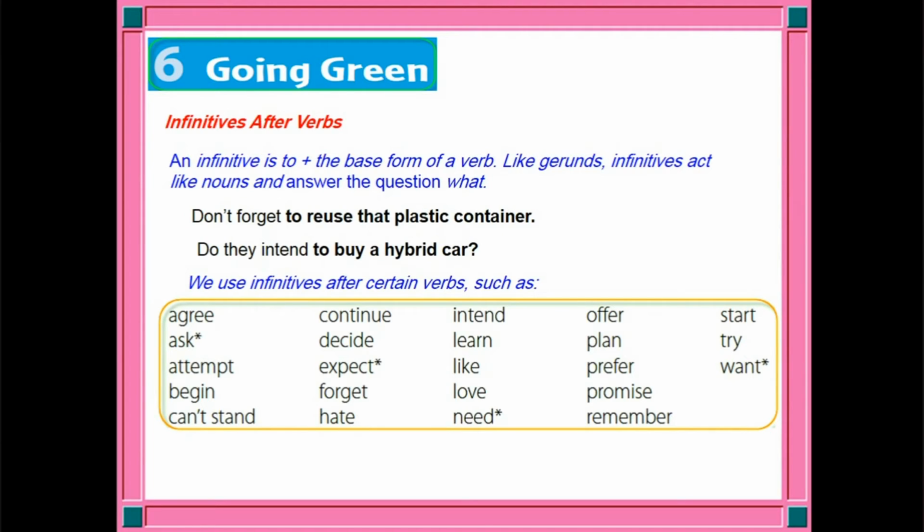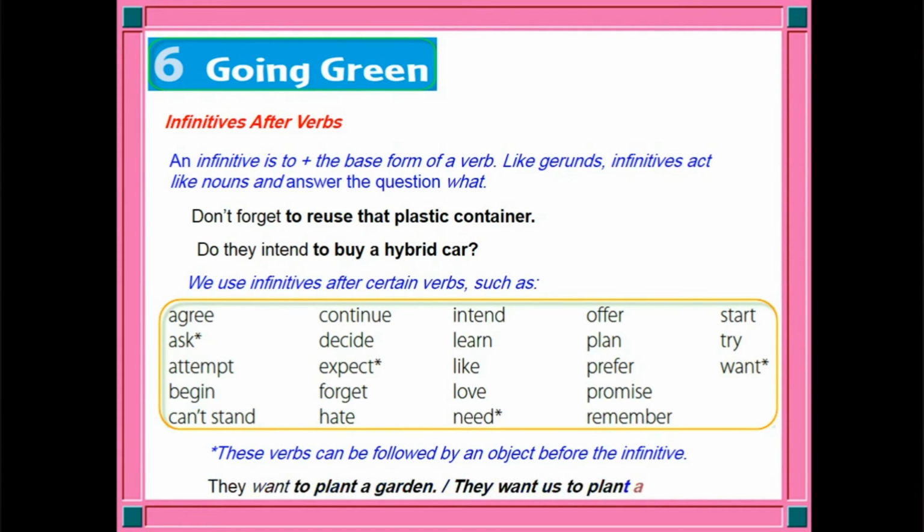كل ده يا شباب بيجي بعدها إيه؟ الفعل فين؟ في المصدر. To plus the base form of a verb. These verbs can be followed by an object before the infinitive. اللي هي كلمات إيه يا شباب؟ Want, need, expect, and ask. They want to plant a garden. They want us to plant a garden. We can use an object after them. Object مفعول. They want us to plant a garden.